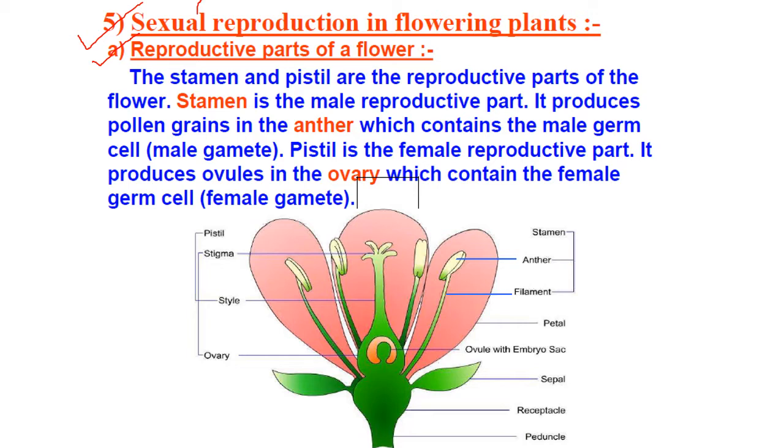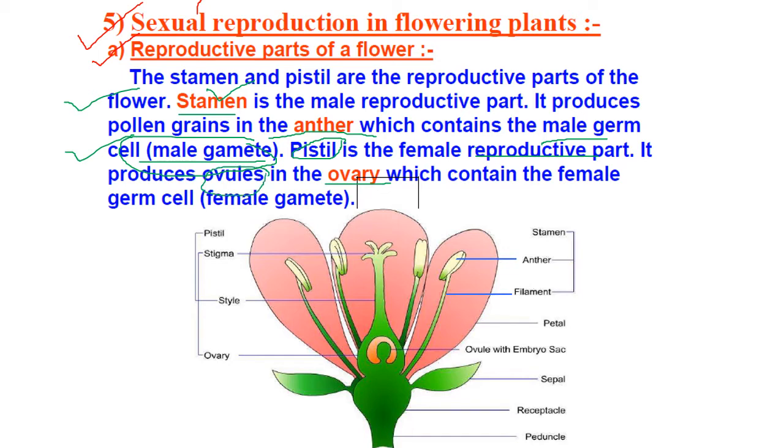As you all know, the stamen is the male reproductive part, and it produces the pollen grains in the anther, which contain the male germ cells, or you can say male gametes. The pistil is the female reproductive part, and it produces the ovules in the ovary. So what you have to remember is, stamen is the male reproductive part, pistil is the female reproductive part. Stamen produces the male gametes in the anther, and pistil produces the ovules in the ovary.